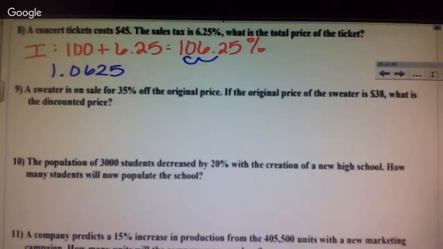So far, so good. Okay. Now we multiply that against the cost of the ticket. My ticket was $45. How much does my ticket cost now that I've put on sales tax? $47.81. Good.